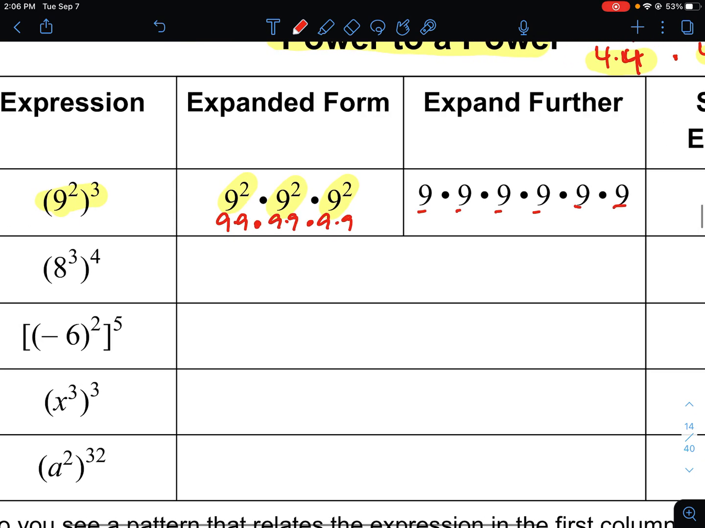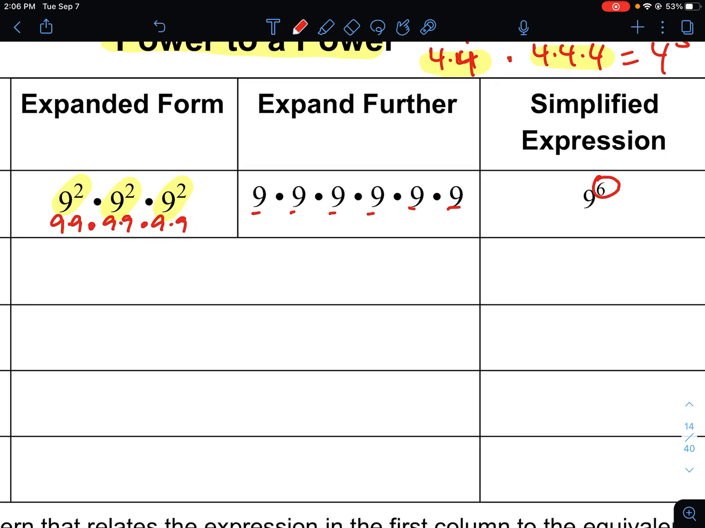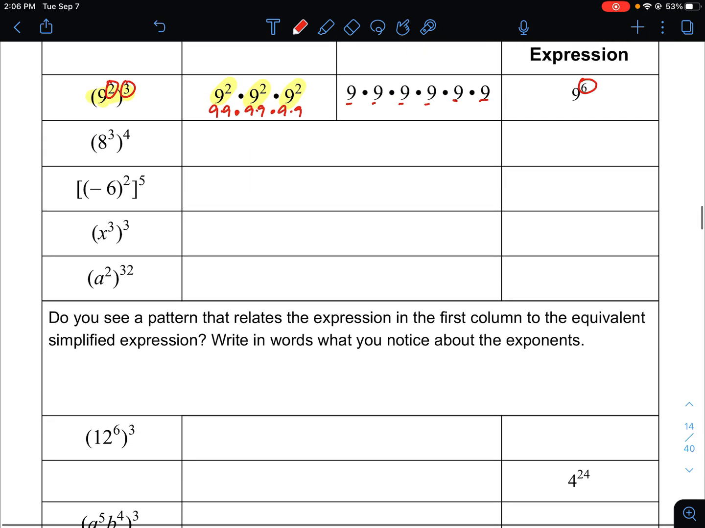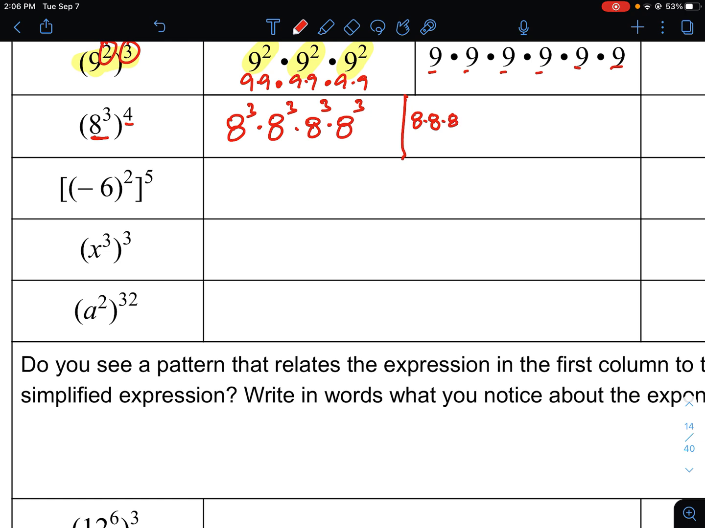So can you think of how you would get from 2 and 3 to 6? Think about that as we do this next one. We have 8 to the third power raised to the fourth power. So we have 8 to the third times 8 to the third times 8 to the third times 8 to the third again. And what that means is 8 times 8 times 8, that's 1.